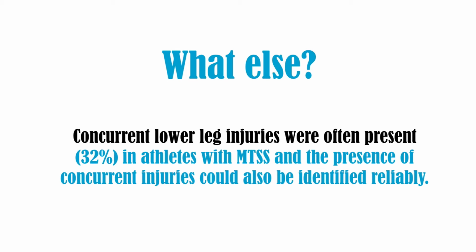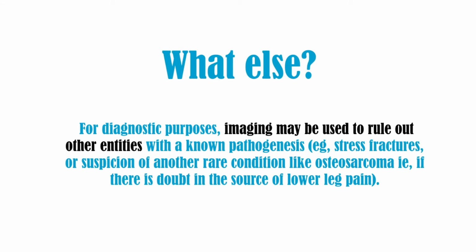So they had some concurrent lower leg injuries that were often present. So you're looking at about 32% of these athletes also had a concurrent injury that could be identified reliably. Now, when they looked at imaging for diagnostic purposes, the imaging could be used to rule out your other entities that had a known pathogenesis. So if you had something like a stress fracture you suspected, or something else like an osteosarcoma that didn't fit your typical MTSS symptoms and you wanted some confirmation, that's when imaging can be used to rule it out.